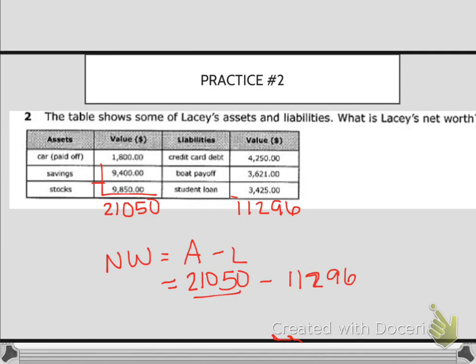So when I subtract, or find the difference of my assets and liabilities, so here's my assets, here's my liabilities, I get $9,754. This is how much Lacey would have if she decided to sell everything she had, pay off all of her debts, and go live in the forest. She would have to empty her bank account. She would have to sell her 401ks, which is what you're saving to retire. Okay? So her net worth would be $9,754.